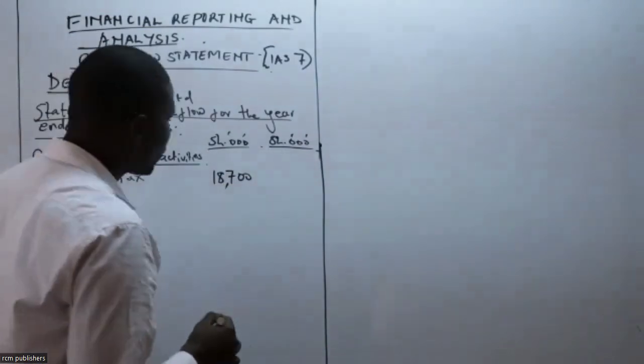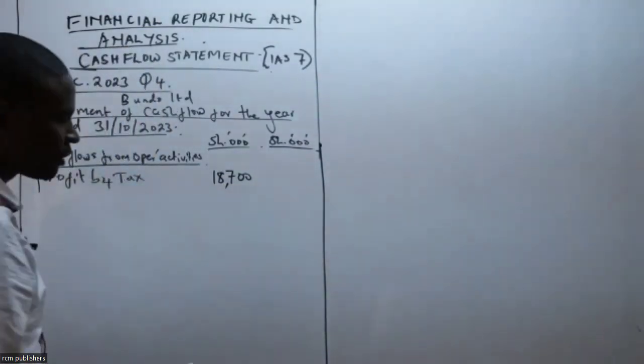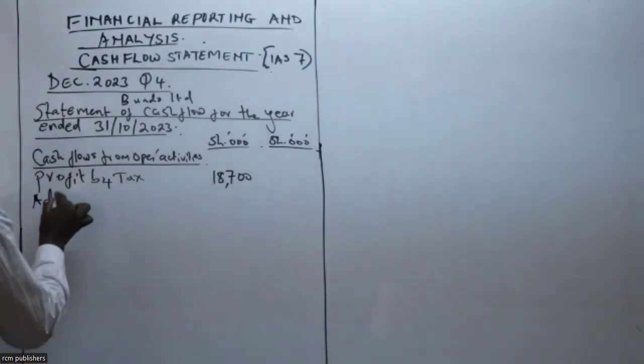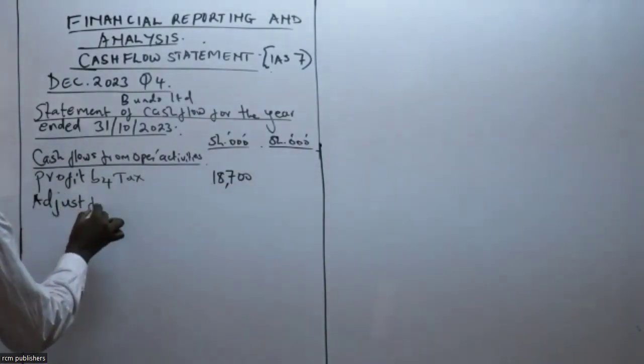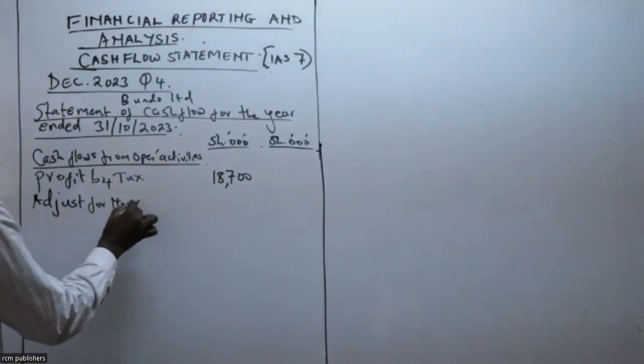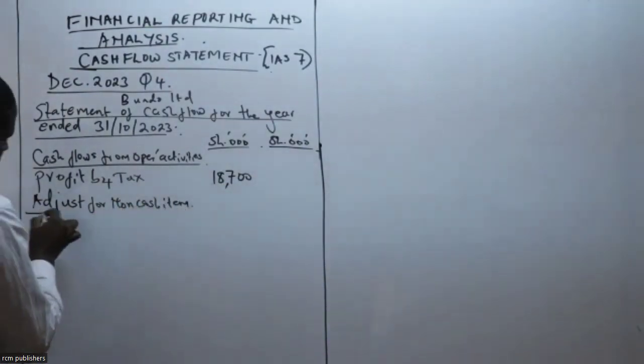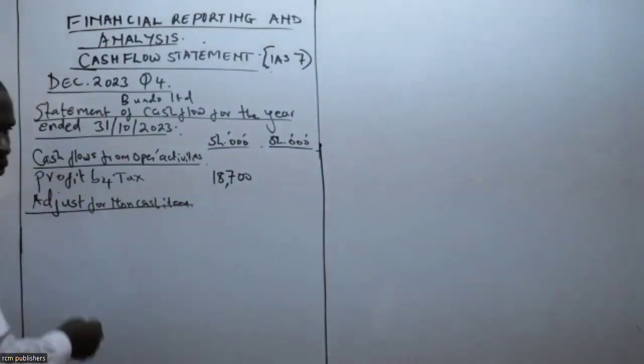So class, you can see that it is just a matter of looking at what the examiner wants, a profit before tax, and then we adjust for non-cash items.